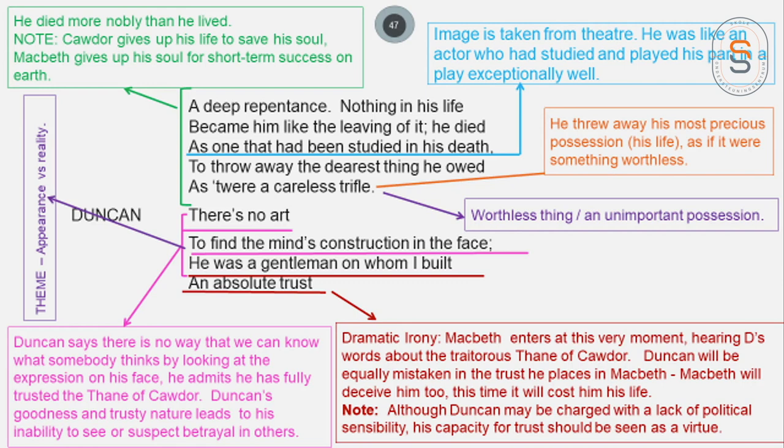So it's dramatic irony. Because when Macbeth enters and he hears Duncan's words about the treacherous Thane of Cawdor, we know that Duncan will be equally mistaken in the trust he places in Macbeth. Macbeth will deceive him too, but this time it will cost Duncan his life.